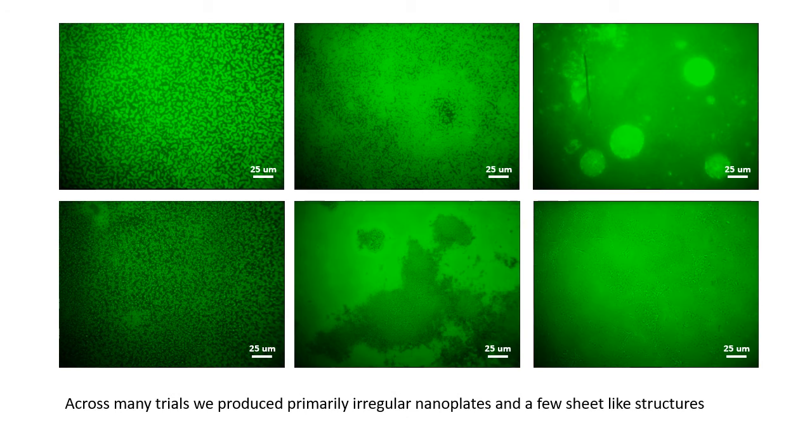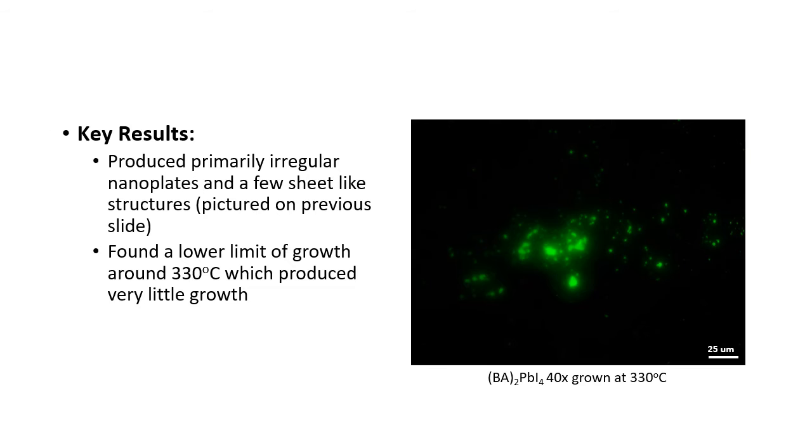And then if we move on to the next slide, you can see that across several trials we produced many different shapes, although they're primarily variations of irregular nanoplates, or we had a few that were sheet-like structures. Additionally, we were able to find the lower limit of growth for our perovskites. This was found to be around 330 degrees Celsius, at which we produced very little growth, as pictured on the right.